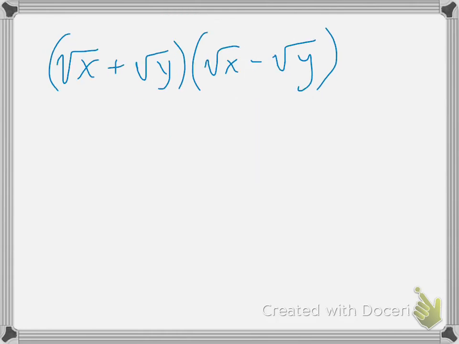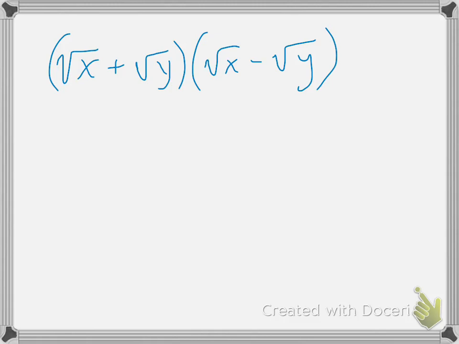Alrighty, your turn. Bring the x's back into play. This one is a cool one. You'll notice square root of x plus square root of y times the square root of x minus square root of y. What do you get? You should get some nice little canceling in there. Go, give it a go.